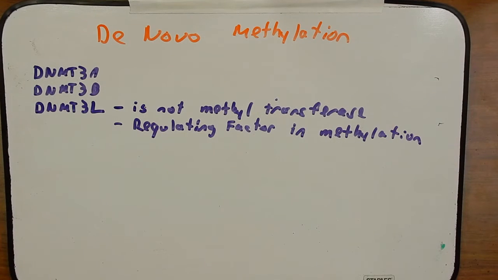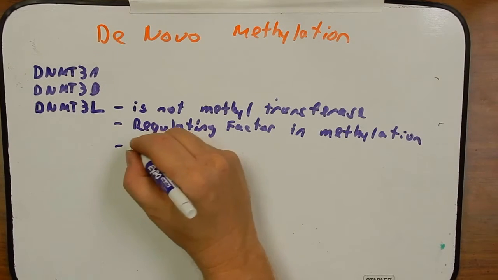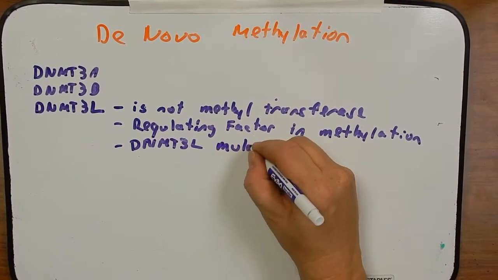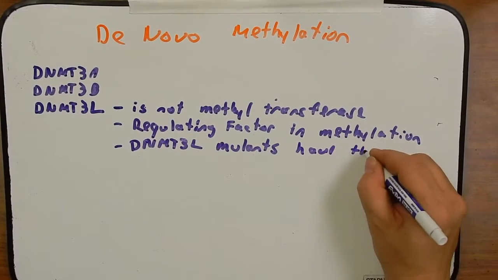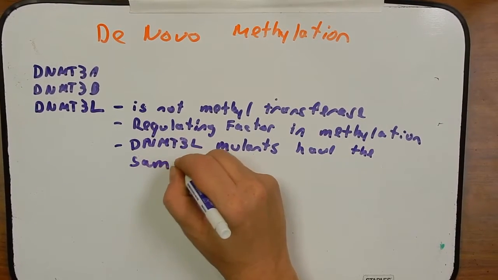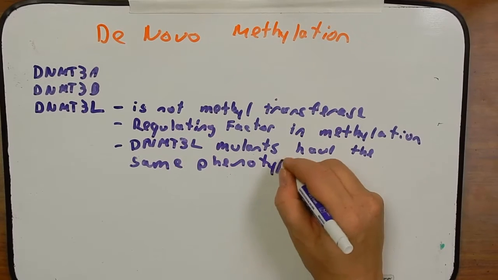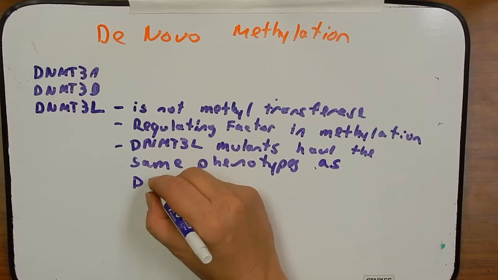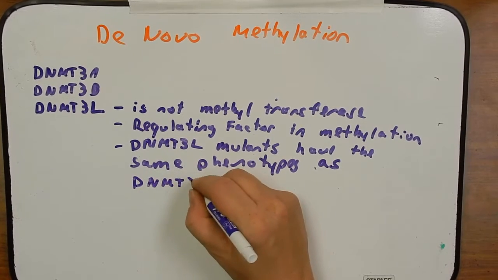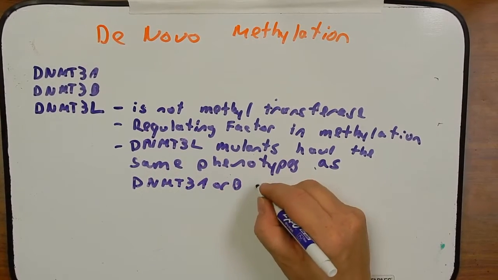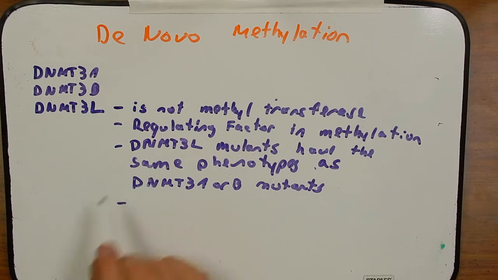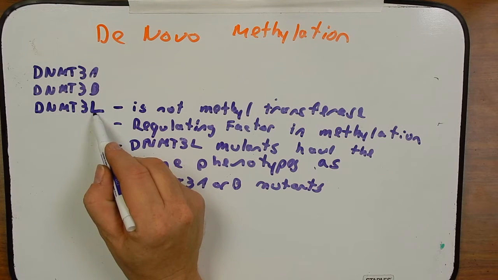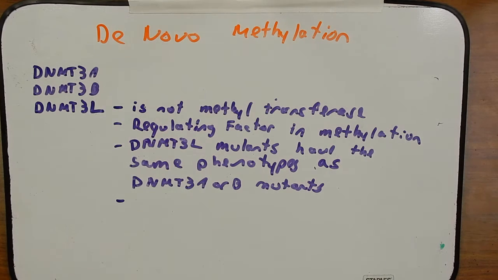And we know it's important because, I'll just put it right here, DNMT3L mutants have the same phenotypes as DNMT3A or B mutants. So we know it's important because of that. We also know that it interacts, this 3L subunit interacts with 3A and 3B.